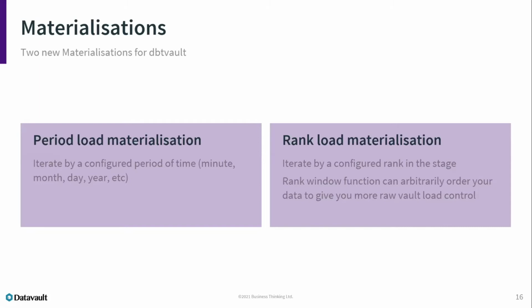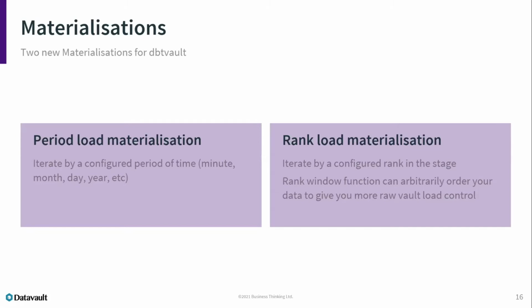The rank load materialization essentially does the same thing, except you can provide a column which contains an arbitrary ranking, which is calculated in the stage. What that will do is, if you've ranked your data, say from 1 to some arbitrary number, let's say 4, it will load your data by rank. So it will load rank 1 first, rank 2, then rank 3, then rank 4.